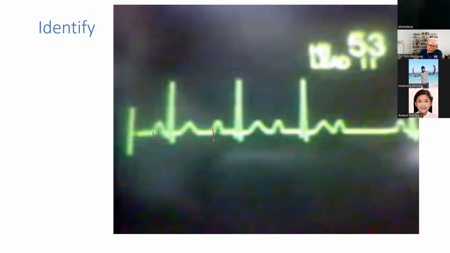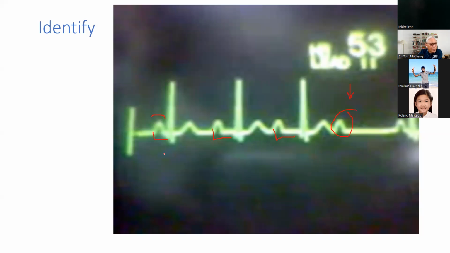There's the second PR interval right there, and the third PR interval, and a P wave without a QRS complex. So we have a block right here, and looking at the characteristics of the PR intervals, the PR intervals are gradually prolonging. And therefore, this is what is known as a second-degree AV block type 1.